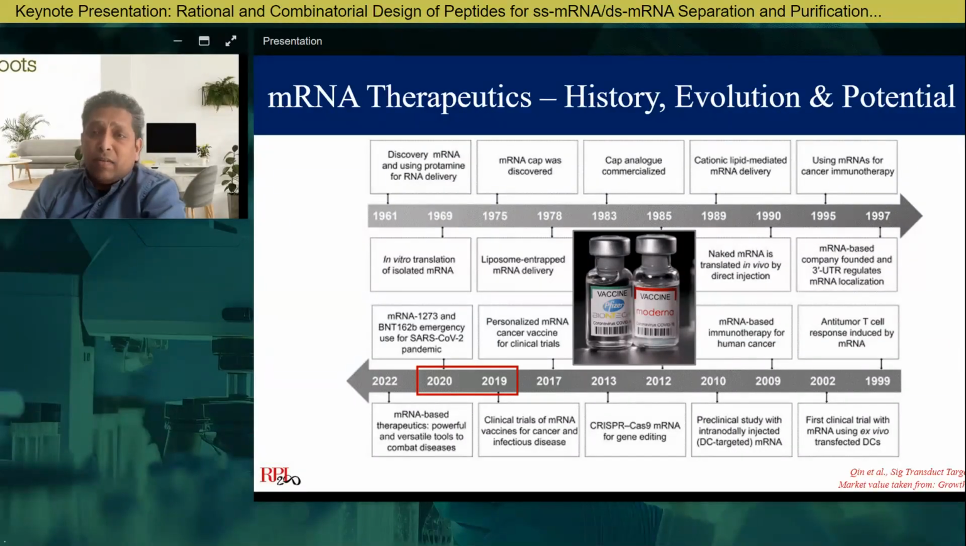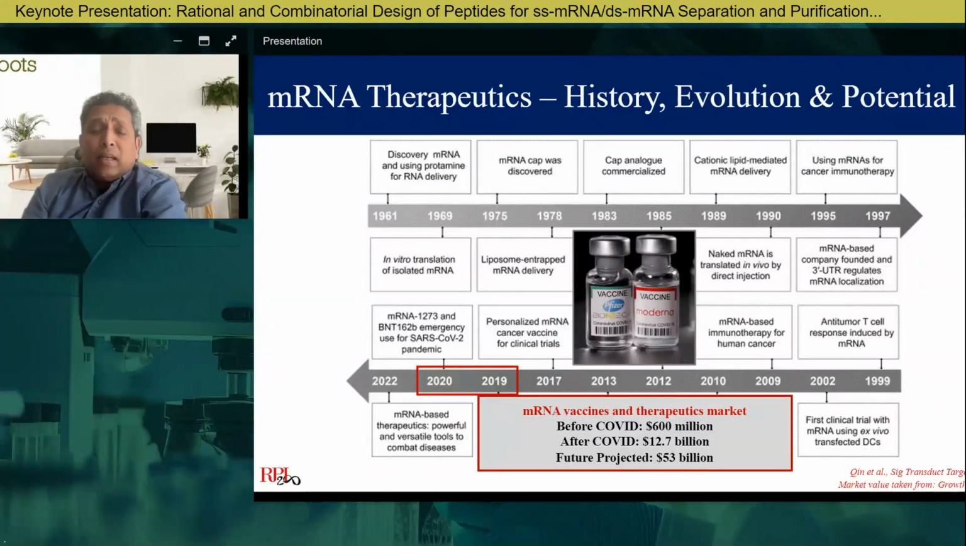And so it is not surprising if you look at the growth in this field, especially since 2020, when we had the COVID-19 vaccine. And again, I'm just showing an image here that has the Moderna and the Pfizer vaccine. I'm aware there are more in development or already out in the clinic. But if you look at the overall market, the global market for mRNA vaccines and therapeutics, before COVID, that was around $600 million globally. And after COVID, that has increased by 2,000%, 20 folds to about over $10 billion. And it's projected that by 2050, this is going to go north of $50 billion.